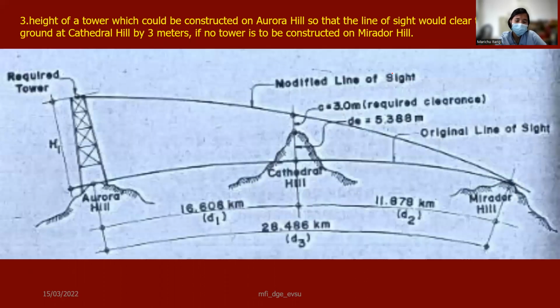Okay, we have number 2. For number 3, ano yung what if yung isang point lang yung lalagyan ng tower, hindi na maglalagay ng tower doon sa observed point. So the height of the tower could be constructed on Aurora Hill so that the line of sight would clear ground at the Cathedral Hill by 3 meters if no tower to be constructed at Mirador Hill. So let's say, for example, yung ating instrument is, we transfer our instrument at Mirador Hill. And then, required natin maglagay ng tower doon sa ating Aurora Hill.